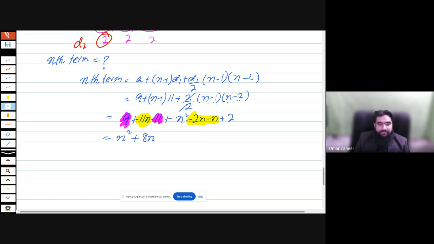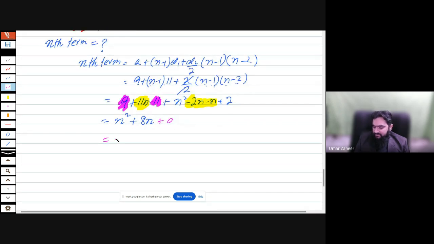Everyone, are you here? Minus 11 plus 9, that is minus 2. Minus 2 plus 2, that will be 0. So we'll get the sequence n square plus 8n.